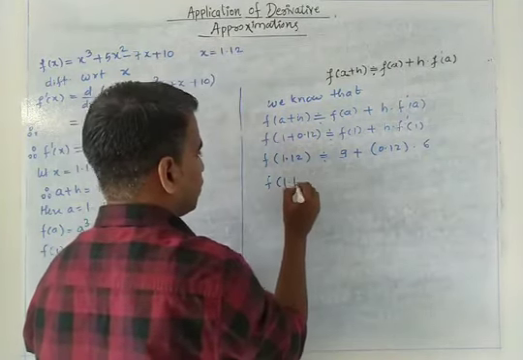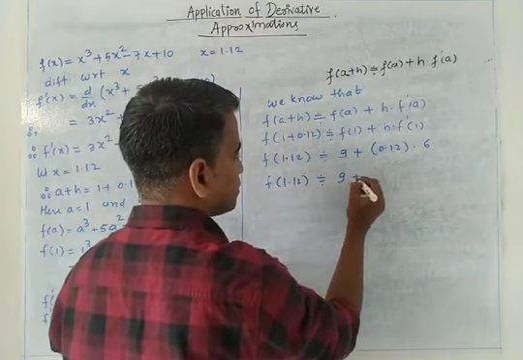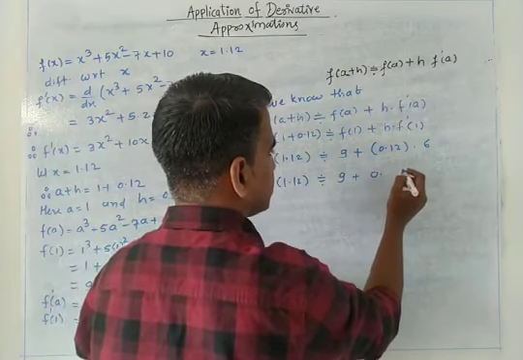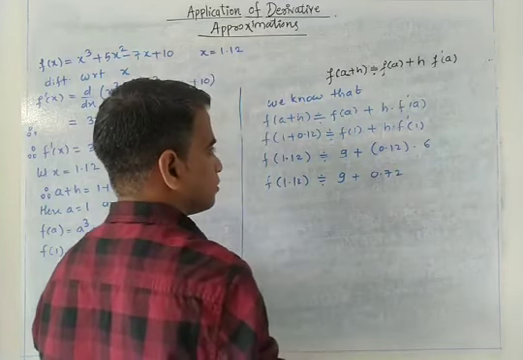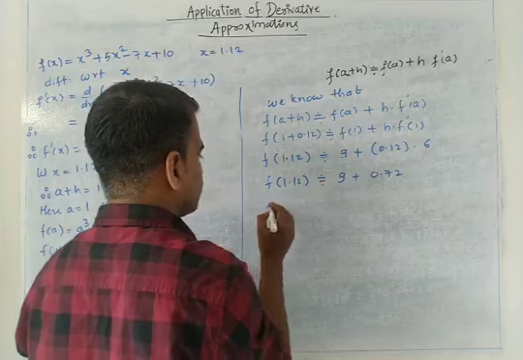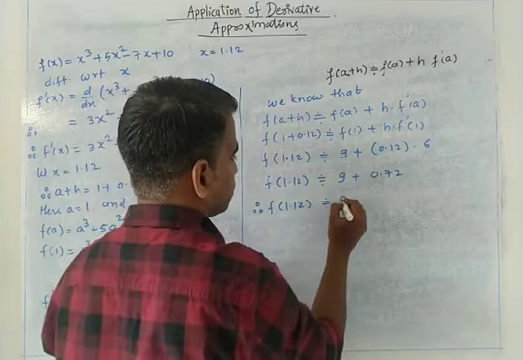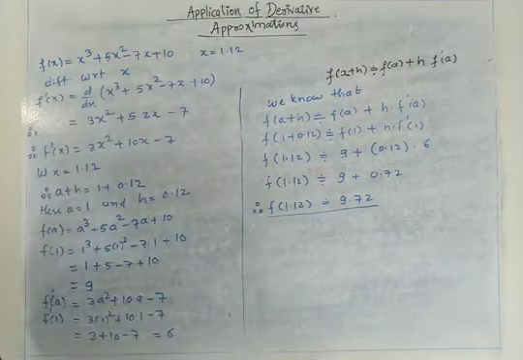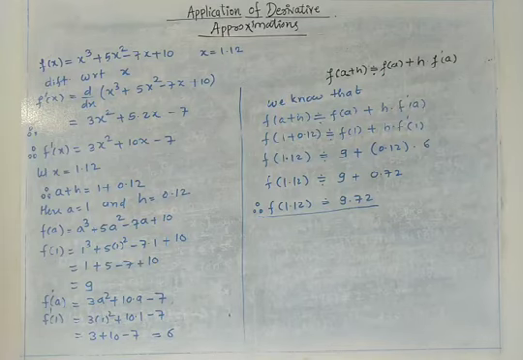So f of 1.12 is approximately equal to 9 plus 0.12 into 6, that is 0.72. Okay, so therefore f of 1.12 is approximately equal to 9.72. Is that clear? See all the steps properly once again.